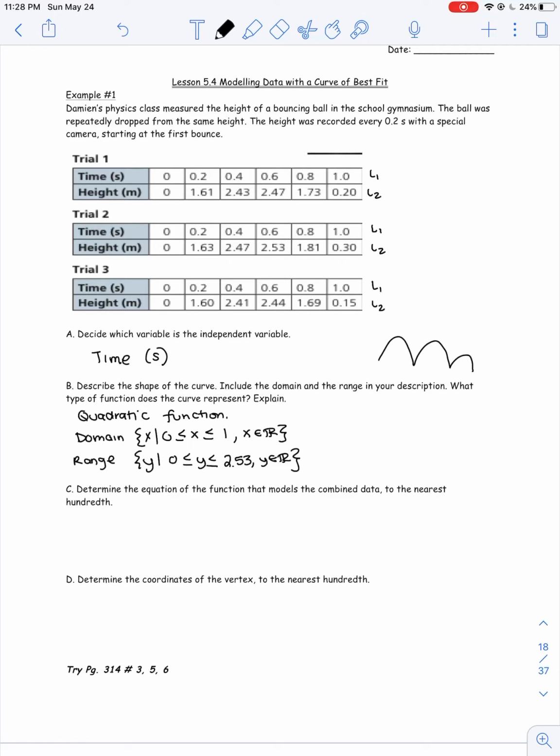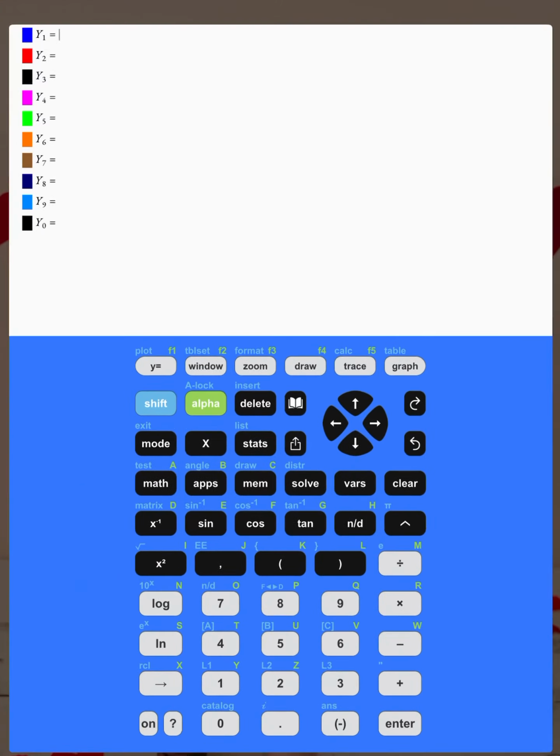What type of function does the curve represent? Well, we can say that this is a parabola shape, because a bouncing ball will go up to a maximum height and then down to the ground and hit the ground. Determine the equation of the function to model this to the nearest hundredth. This is where we're going to have to enter all these L1s, L2s into our chart.